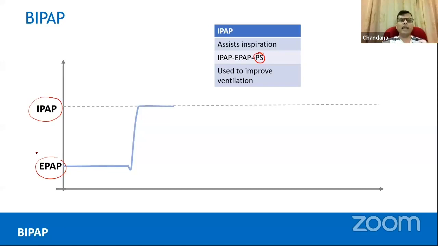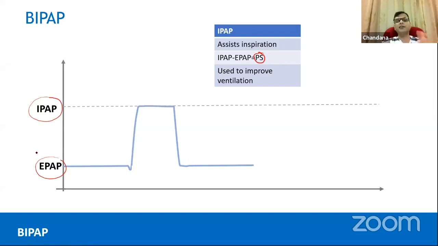When the patient tries to exhale, the ventilator senses the exhalation and it drops the pressure back to the baseline. That itself will help exhalation. When you try to breathe out, there is a pressure drop, a kind of negative pressure developed, so that you can easily exhale. So BiPAP, when compared to CPAP, actually helps both inspiration and expiration.